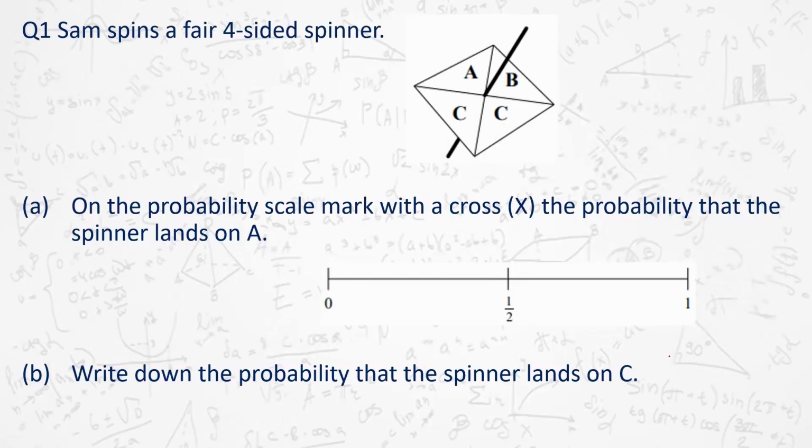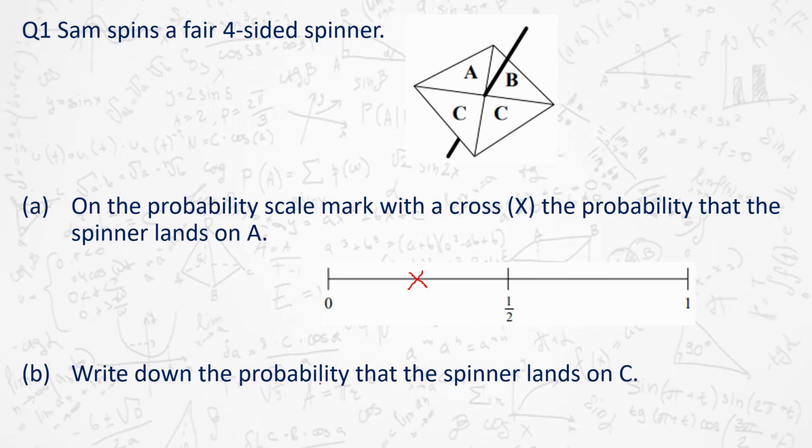Question 1. Sam spins a fair four-sided spinner. It looks like this: A, B, C, and C. On the probability scale, mark with a cross the probability that the spinner lands on A. We have 1 A out of 4 options, so it's 1/4. That means I need to mark between 0 and half.